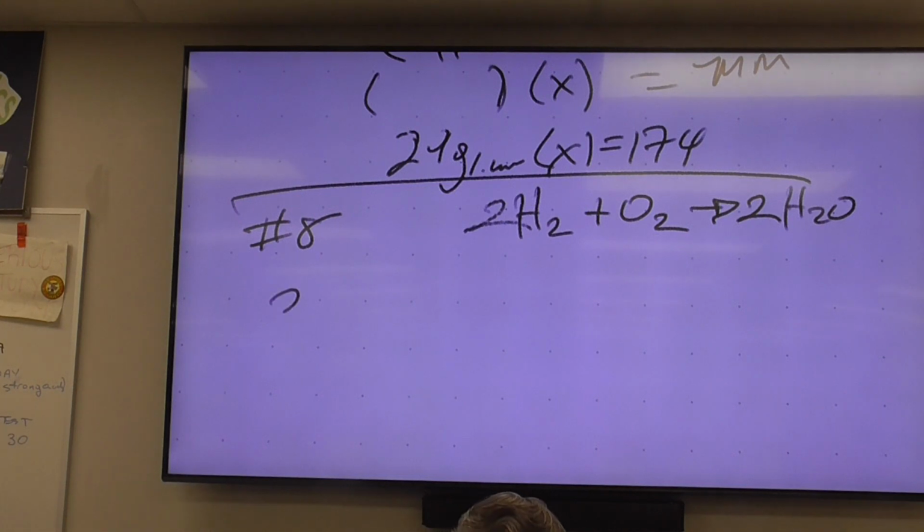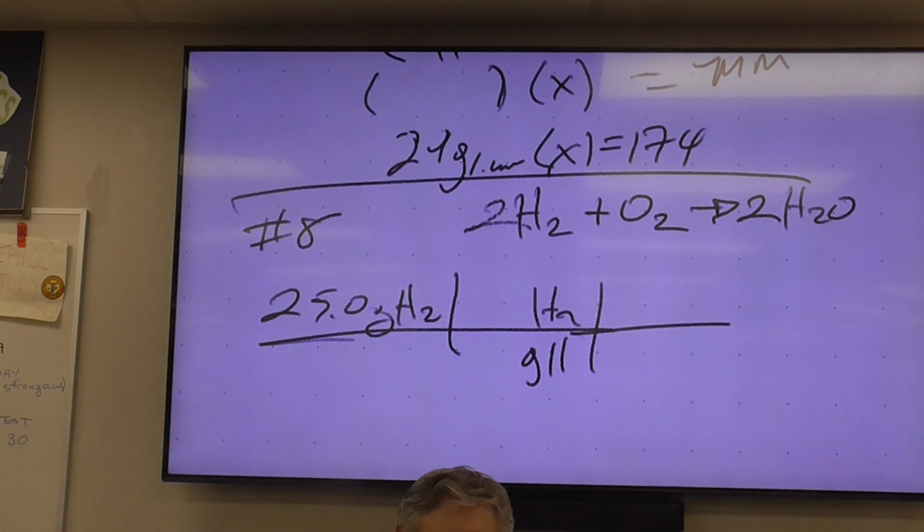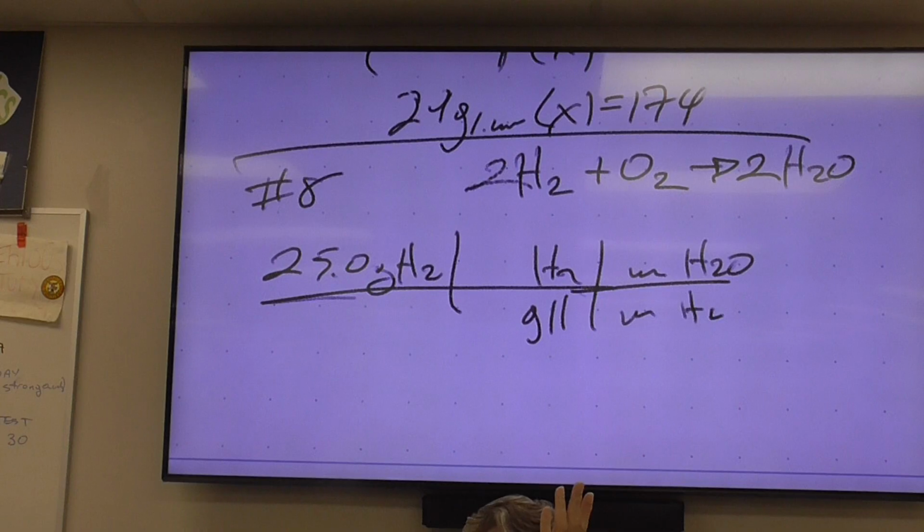So, you've got 25 grams of hydrogen. What are you going to do with that? Convert it into moles of hydrogen. Then you're going to convert that into moles of water. Is it cool if I just did a RICE chart? You could. Then you're going to do the same thing with the 175 grams of oxygen.